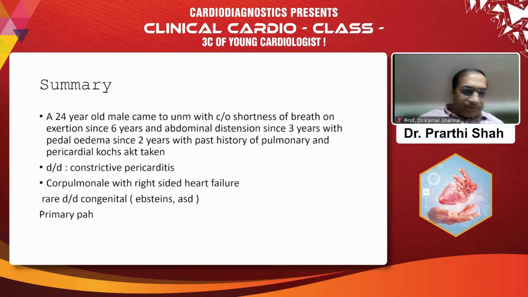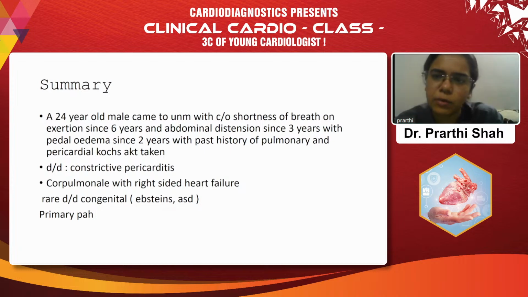Okay, summarize. A 24-year-old male came to UN Mehta with complaints of shortness of breath on exertion since 6 years, abdominal distension since 3 years, and pedal edema since 2 years, with past history of pulmonary and pericardial TB. ATT was taken. My first differential diagnosis is constrictive pericarditis with or without cor pulmonale with right-sided heart failure, sir. Rare differential diagnoses could be congenital, like Ebstein anomaly, ASD, PAPVC, or primary PH, sir.